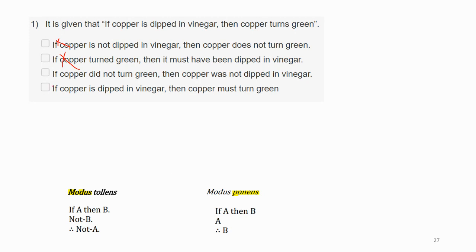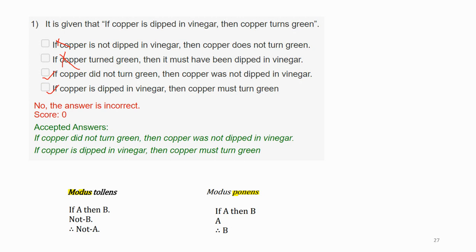So then the final one, if copper is dipped in vinegar, then copper must turn green. So this is also correct, if you see, and this is also correct. So these are the answers. These are basically following these two things: modus tollens and modus ponens.